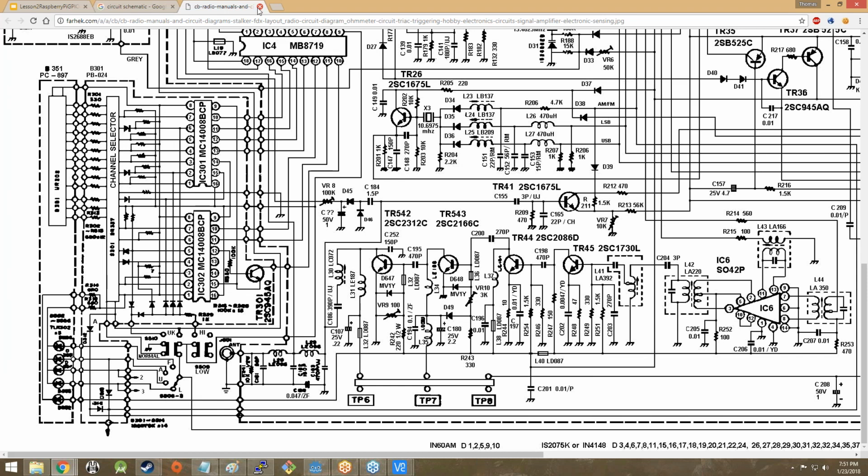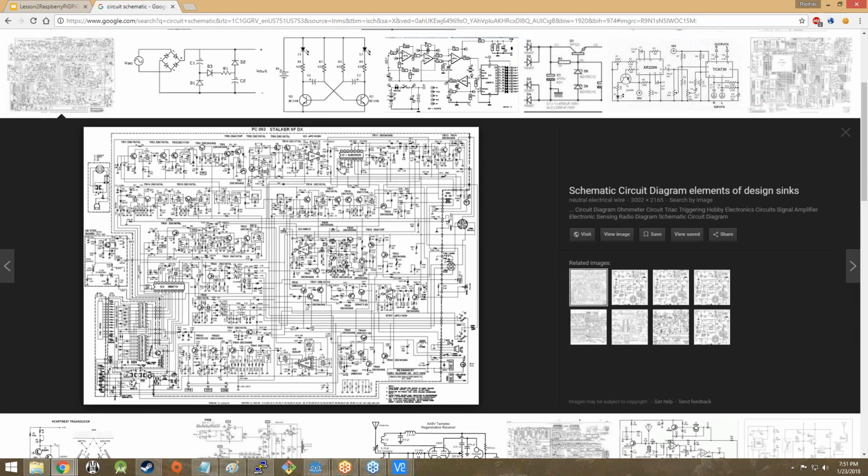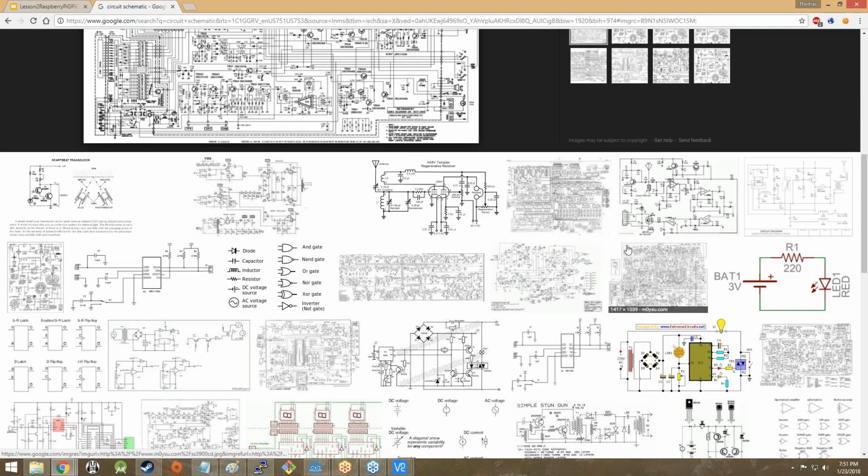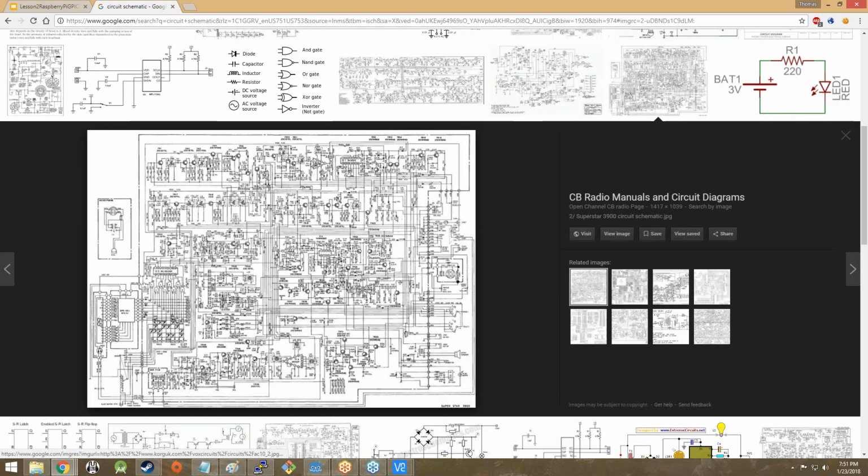Oh, this is a CB radio. Oh, okay, cool. Yeah, sometimes they can get a little wild though.